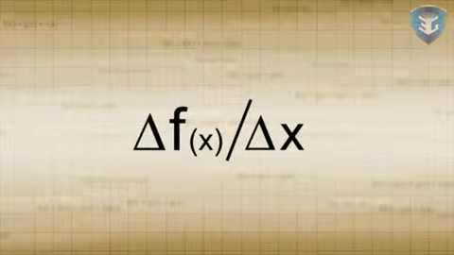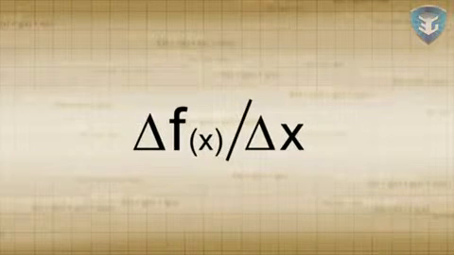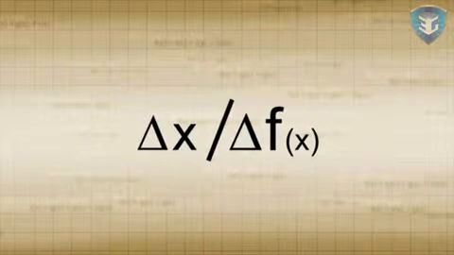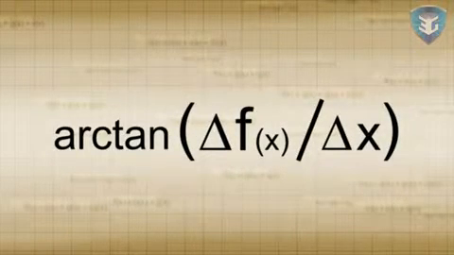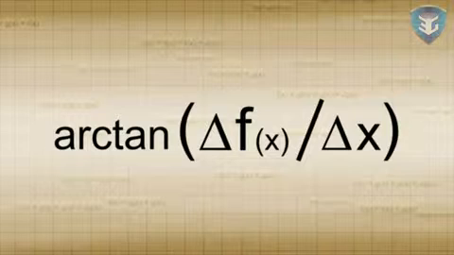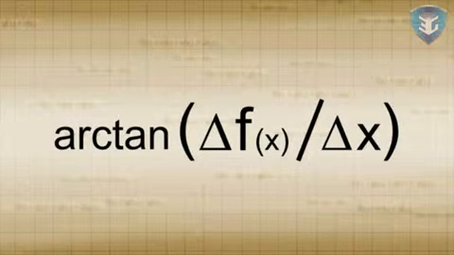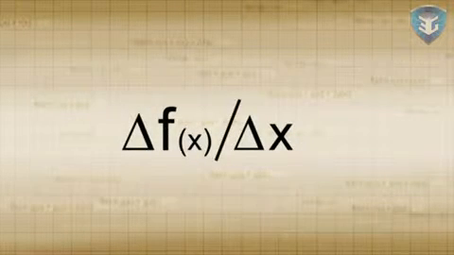We could consider all kinds of other relationships between these two values, such as delta x over delta f of x, or arctan of delta f of x over delta x, or some other relationship, but the most useful measure of the slope in the later applications of calculus happens to be delta f of x over delta x. If we make the two numbers infinitesimally small, then all that we are left with is the exact rate of change at that particular position, which is going to be called the derivative.